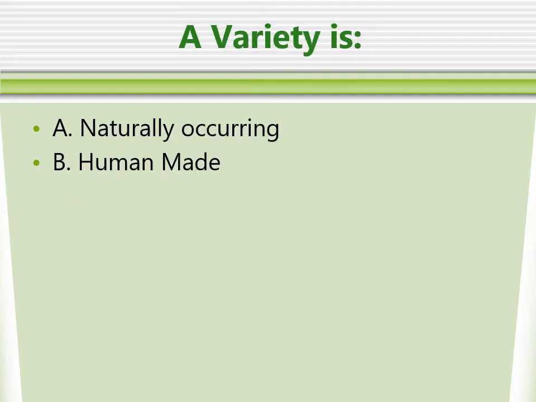And just reviewing from last week, a variety is A, naturally occurring, or B, human-made. And of course, the correct answer is naturally occurring. Remember, varieties occur naturally. If you seed them, they breed fairly true to type, whereas human-made cultivars need to be maintained by us. Otherwise, they revert or don't breed true to type.